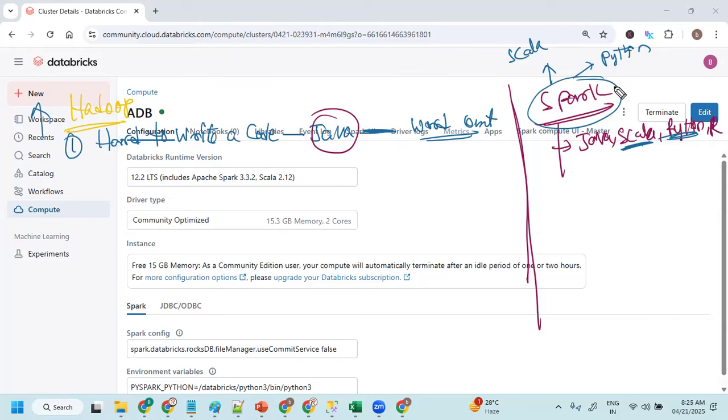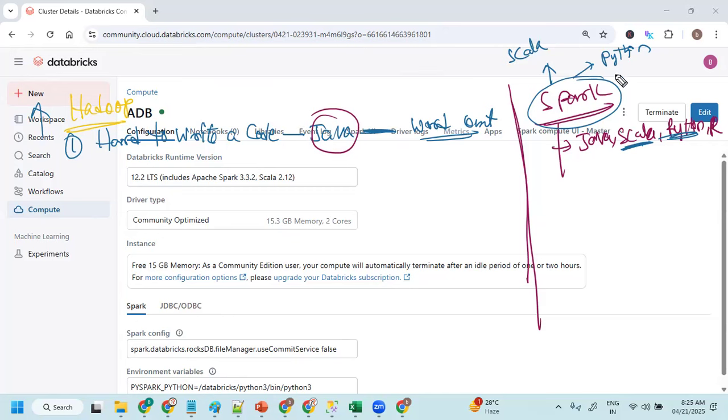Doubt, sir. Yeah, please. Spark means it is a tool, sir, or Spark is a framework? It is a data processing framework. Okay, sir. It's not a tool. Yeah, it is a framework. I can say an engine, a Spark engine, of course. A data processing framework or data processing engine.